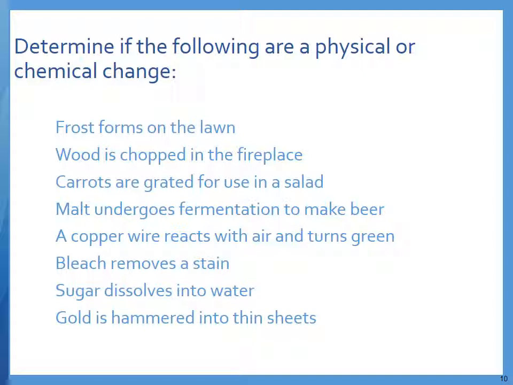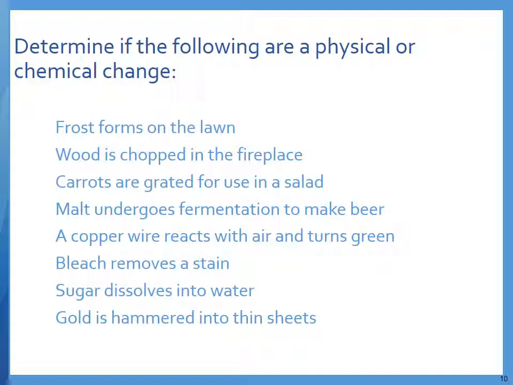All right, determine if the following are a physical or chemical change. Frost forms on the lawn. Well, frost forming is just taking liquid and solidifying it, so that is a physical change. Wood is chopped. That is just taking a big piece and making it smaller, so again, that is a physical change. Carrots are grated for use in a salad. Same thing, you're just changing the shape of it. It's still carrots, and so that is a physical change.